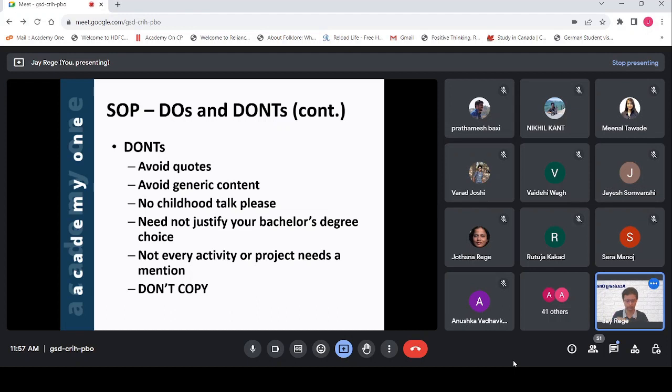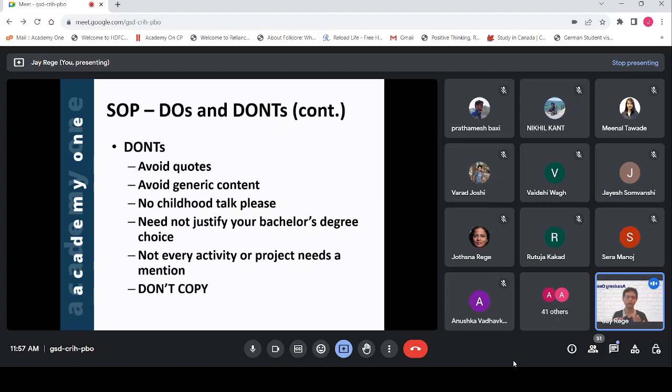Avoid generic content. When I say generic content, in the sense, if you're applying for a master's degree in computer science, you don't have to tell what computer science is, or what AI or machine learning has achieved in the past 10 years. I mean, they know that, right? The professor who is teaching at a university knows what machine learning is, what AI is, or what data science is. You don't have to tell them what data science has been able to achieve in the past 5 or 10 years, or what is the future of data science.